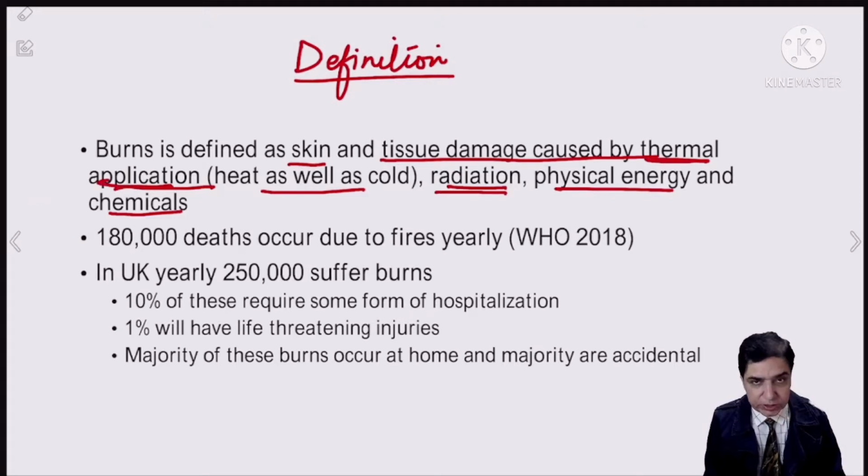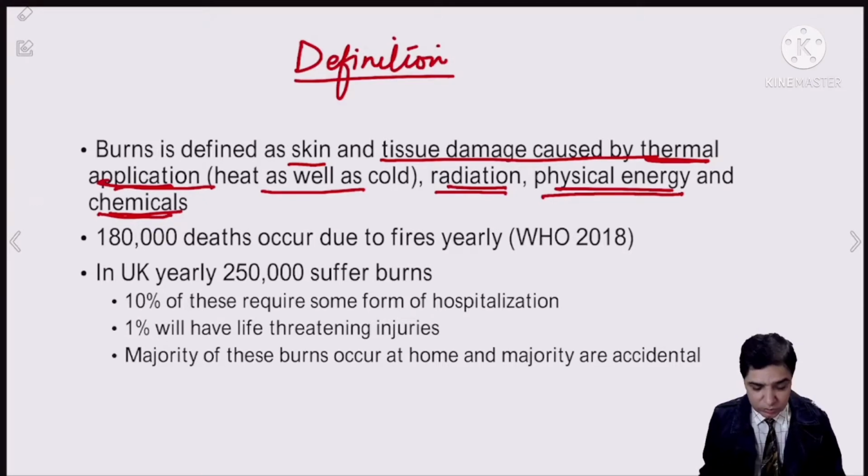It can be caused by radiation. So radiation means like ultraviolet radiation. It could include gamma radiation, other types of radiation. It can also include physical energy, somebody falling off and having a friction against a pavement or a rough surface causing a friction burn. And it could be chemicals as well, which means acids and alkalis. So it could be a wide variety of reasons. It could be thermal reasons, it could be radiation, it could be physical agents, and it could be chemicals. And these can result in damage to the skin and underlying tissues. So that is defined as a burn.